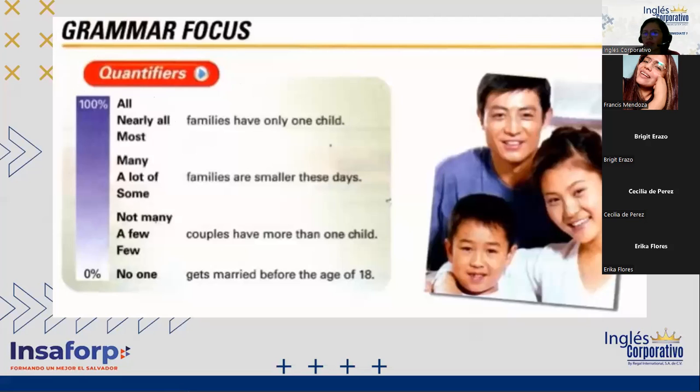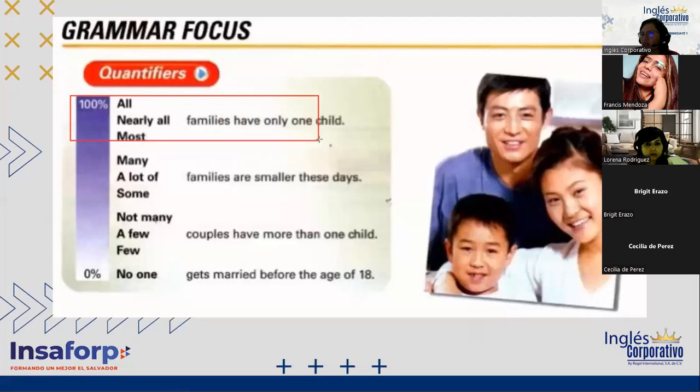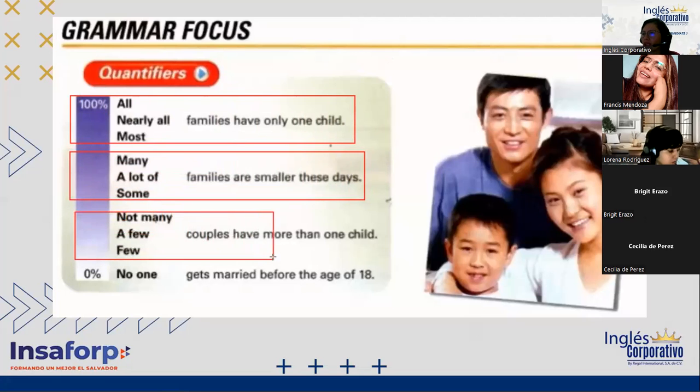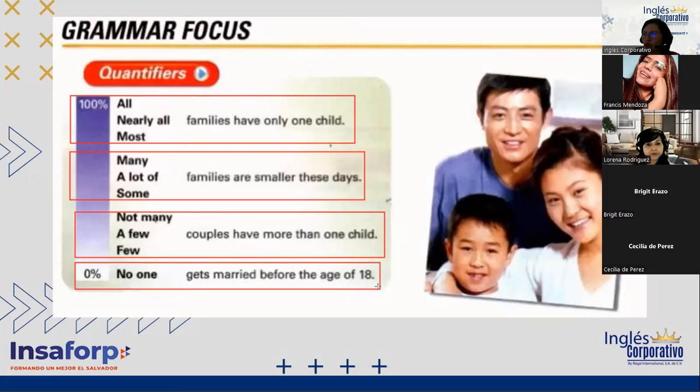So I was saying we have here the quantifiers. Y tenemos cuatro grupos. The first one is this one: all, nearly all, and most. The second group is this one: many, a lot of, or some. And then the next one is the one that includes not many, a few, and few. And the last one is this one, which is just for 0%. O sea, tenemos cuatro diferentes grupitos.